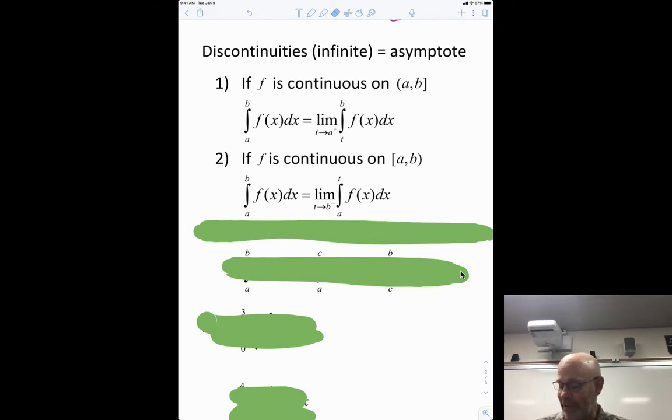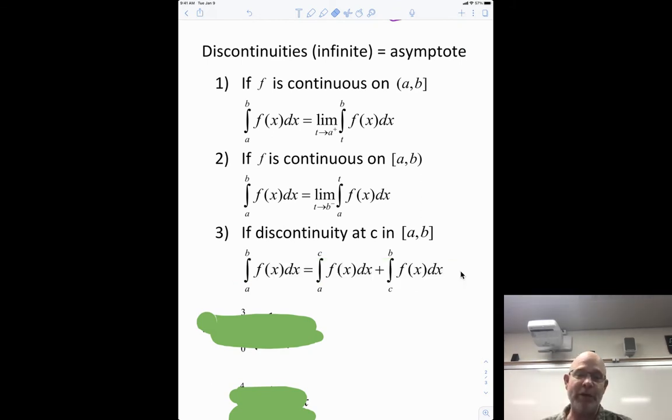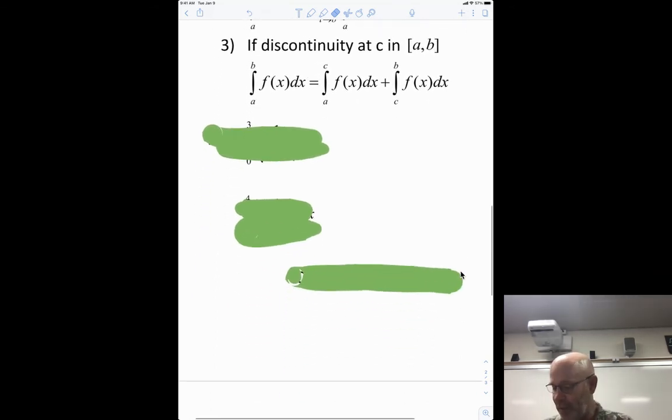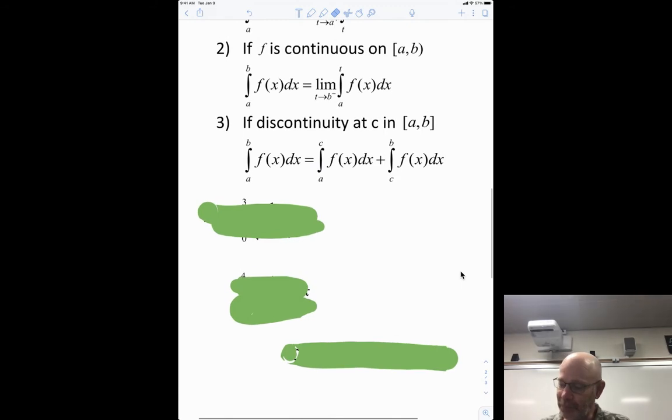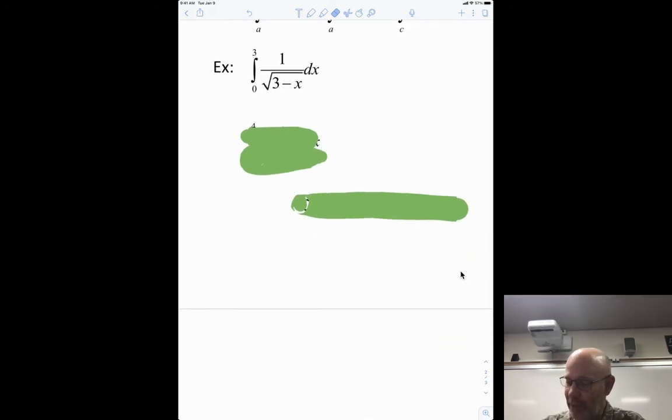And the third one is the example I just showed you. If the discontinuity is somewhere in the middle, we have to break it up into 2 integrals. So let's say the discontinuity is at c. We're going to go from a to c, and then from c to b, and we're going to do 2 different limits. I've got a couple different examples, so let's start with this one here. I'll come down here and rewrite it so you can see it better. We're going to go from 0 to 3 of 1 over the square root of 3 minus x.